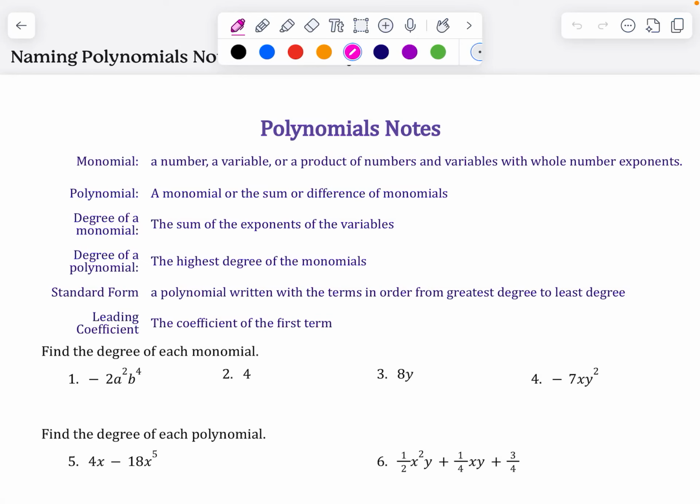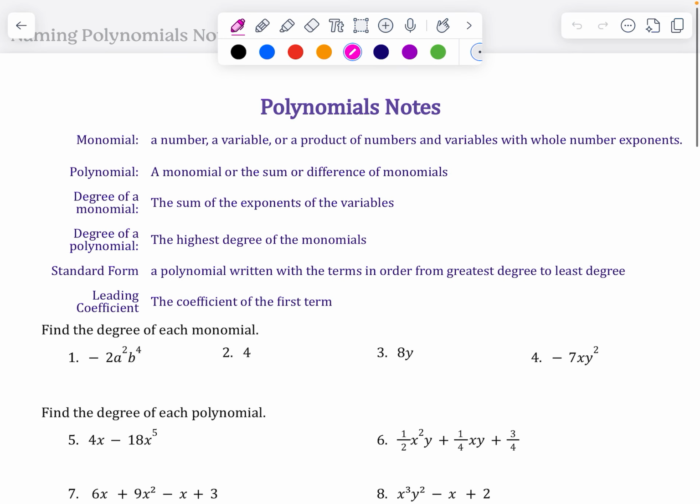All right, guys, so today we're going to be working on polynomials. So we're going to start today with just kind of an overview of what that is. A monomial is going to be a number, a variable, or a product of numbers and variables with whole number exponents. So that is what we've been doing for the past couple weeks now. Everything that we've been working with have been monomials. So we were multiplying monomials, dividing monomials.